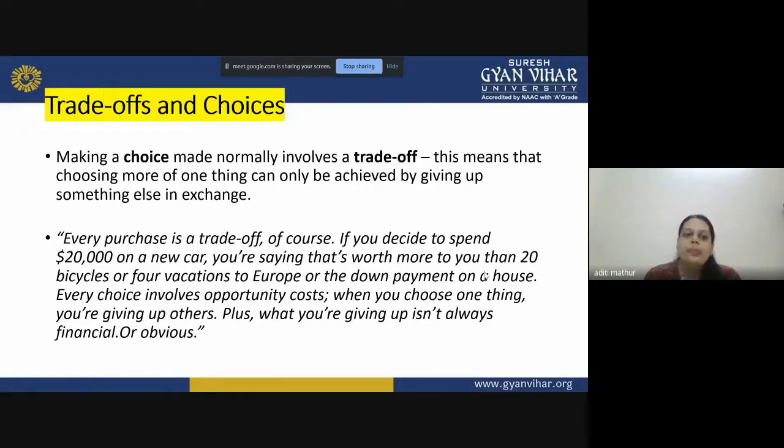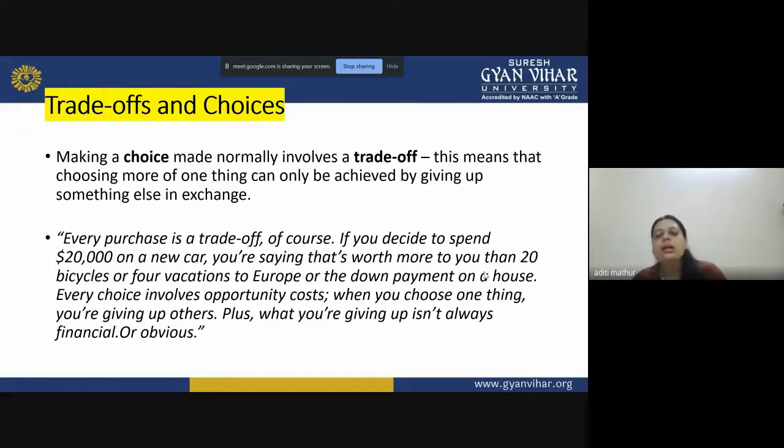If you decide to spend $20,000 on a new car, you are saying that it is worth more than 20 bicycles, or 4 vacations to Europe, or the down payment of a house. See? So the $20,000 is actually equivalent to these opportunities. So to have a new car, you are losing what? You are losing 20 bicycles, 4 vacations to Europe, and a down payment on a house. This is a trade-off. Every choice involves opportunity cost.